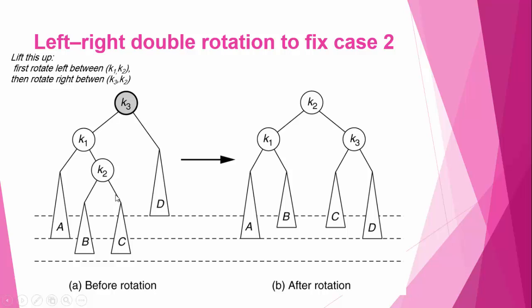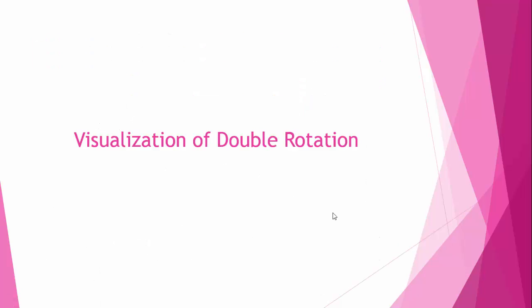Okay, in the first rotation, key 2 becomes the parent of key 1, and key 1 takes the left subtree of key 2 as its right subtree. And in the second rotation, key 2 becomes the parent of key 3, and key 3 takes the right subtree of key 2 as its left subtree. Now we move to a visualization of this case.